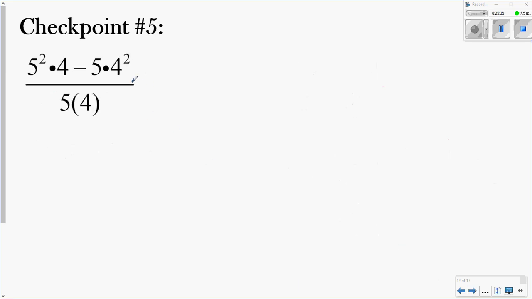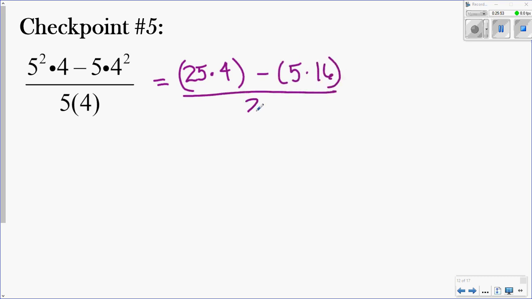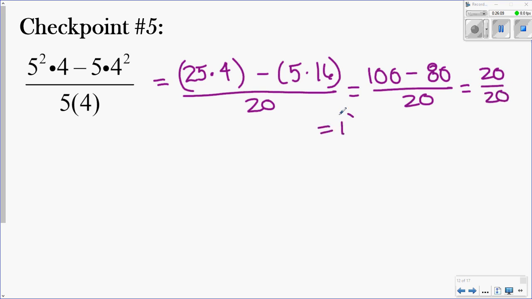All right, the next one. So I'm going to do the exponents first. So 25 times 4. I'm going to group that because it's multiplying before subtracting. And then this will give me 16. And that's 20. All right, so this would be 100. And then 16 times 5 gives me 80. And then I get the 20. And then 20 over 20. And then that gives me 1. All right.